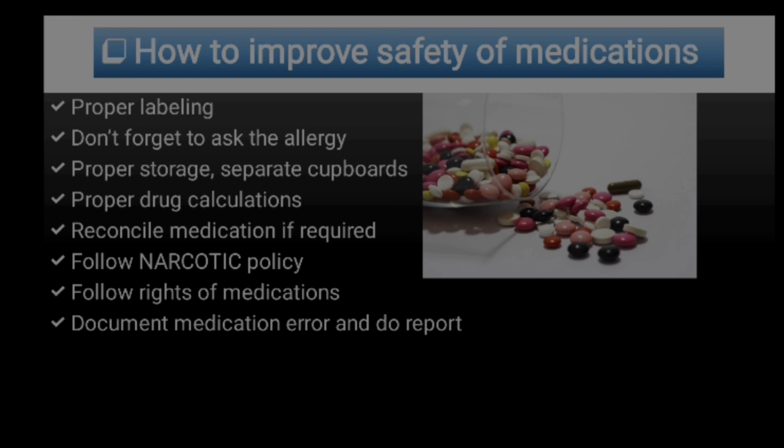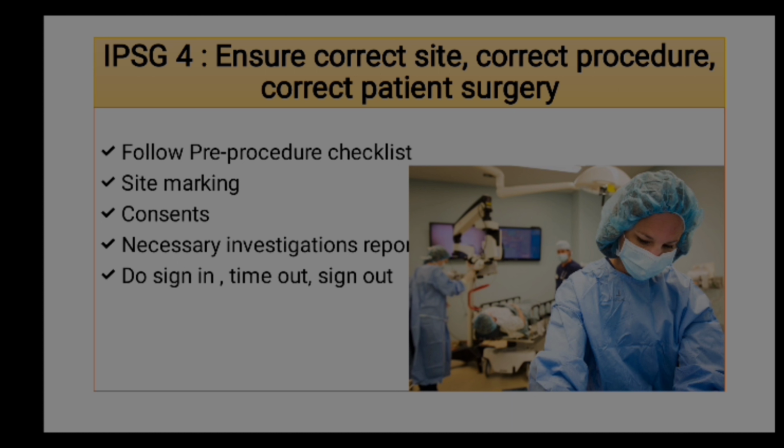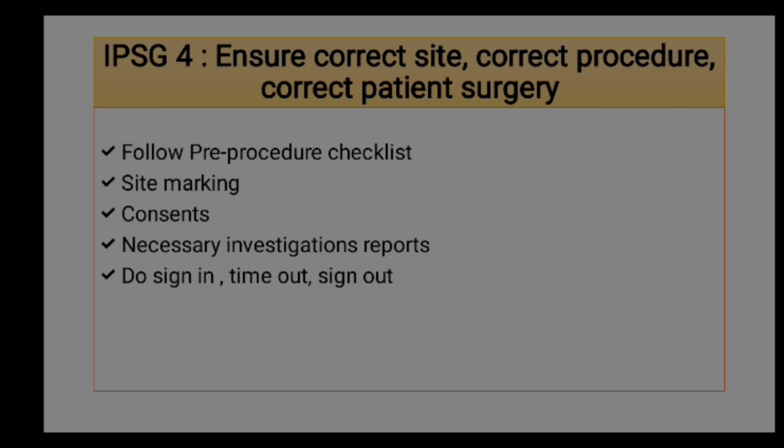Then the next, IPSG 4, is ensure correct site, correct procedure, and correct patient surgery. For that, before we send the patient to the preoperative room, we need to make sure the preoperative checklist is filled, site marking is done by the doctors, and consent is taken and signed by the surgeon before we shift the patient. Necessary investigations must be done as per the doctor's order, and reports must be attached to the file.